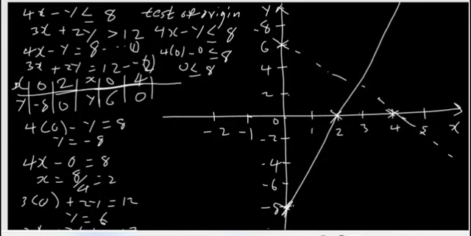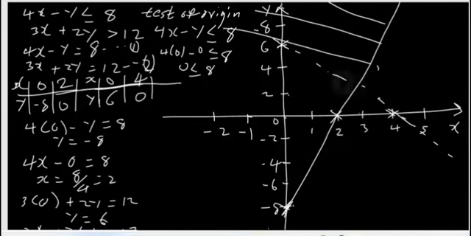So that means that the first equation has passed the test of origin. That means that we are going to shade the required area. The required area will be this area. We are shading this area because we are going to include 0, or the origin, in our shading.